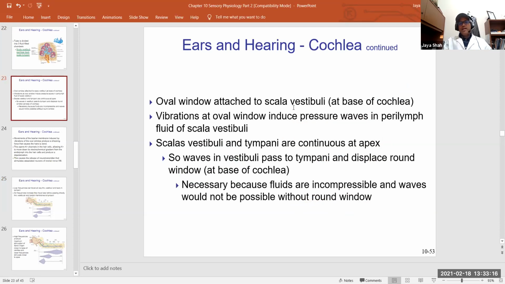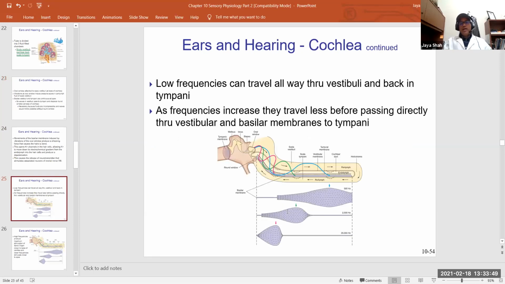The oval window is attached to the scala vestibuli at the base of the cochlea. Vibration at the oval window induces pressure waves in the perilymph, which is the fluid of scala vestibuli. Scala vestibuli and tympani are continuous at the apex. So waves in the vestibuli pass to the tympani and displace the round window at the base of the cochlea, which is necessary because fluids are incompressible and waves would not be possible without the round window. So if I go again to this uncoiled tube, when a sound wave comes, what happens?